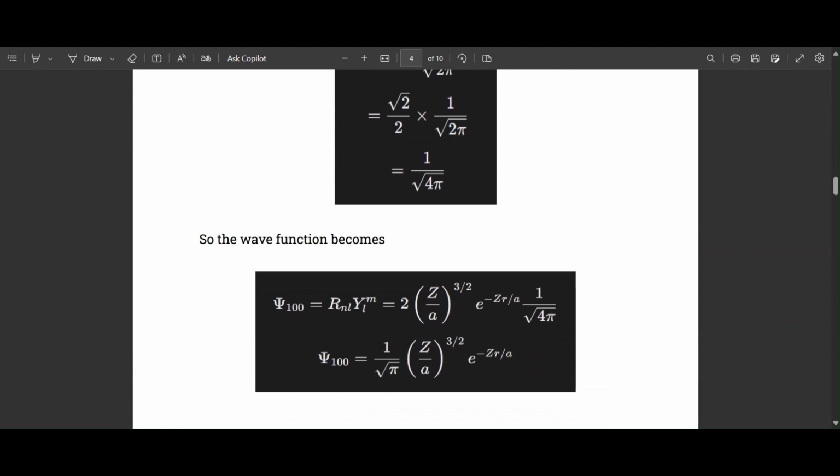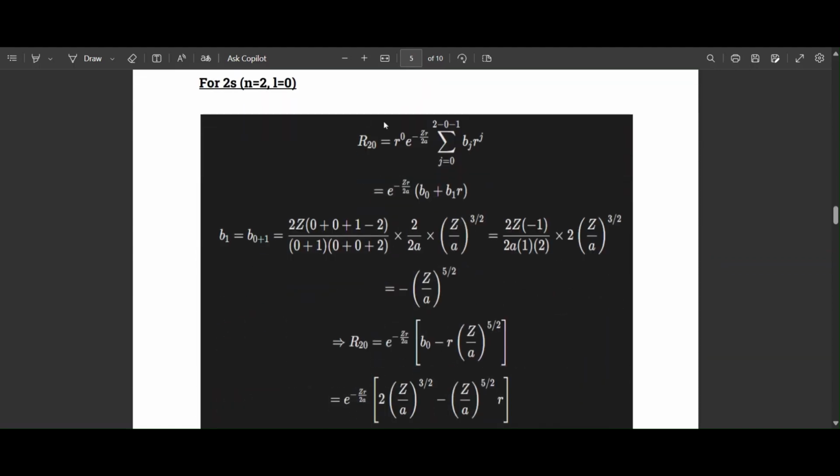Now let's move on to the 2s. Your n is equal to 2 and your l equals 0. So R20, r to the power l is r to the power 0, and e^(-Zr/na), so n is 2, summation j equals 0 to n minus l minus 1, n is 2, l is 0, so 1, so b_j r^j. So this r to the power 0 becomes 1, and this comes out to be e^(-Zr/2a), and 0 to 2 minus 1, 0 to 1. So once you put b0 r to the power 0 plus b1 r to the power 1, b0 r to the power 0 is 1 again, so this will be b0.